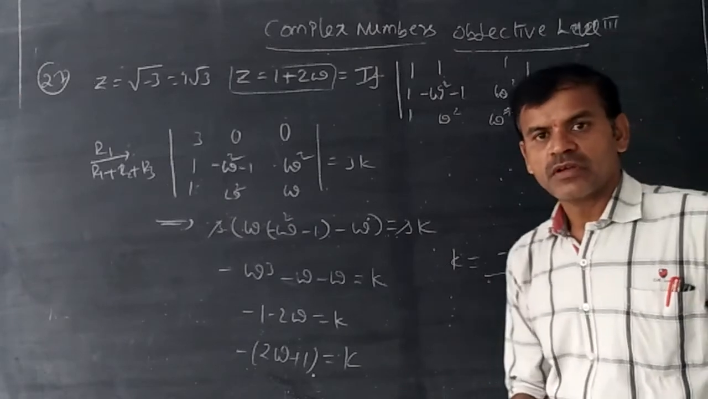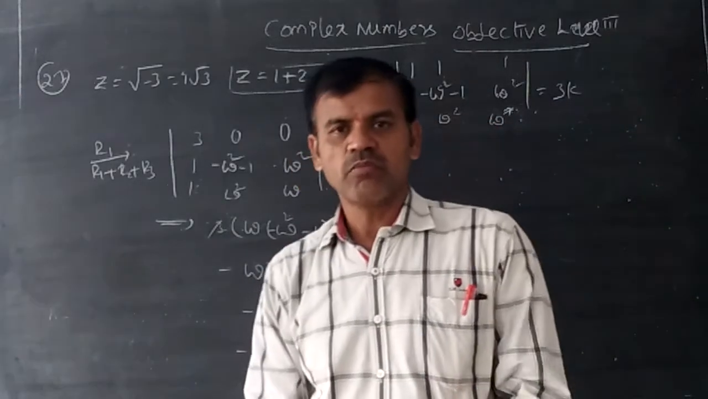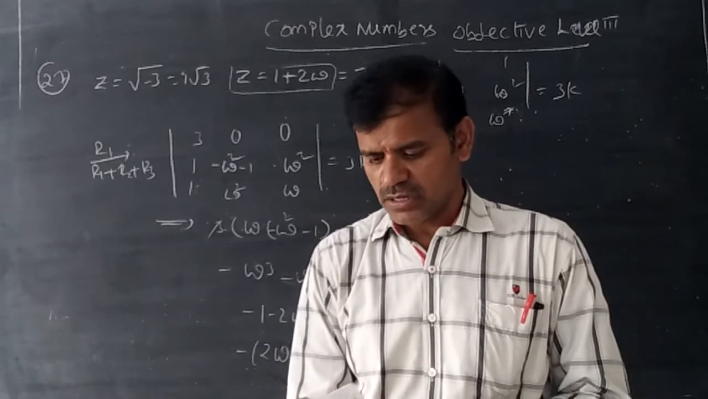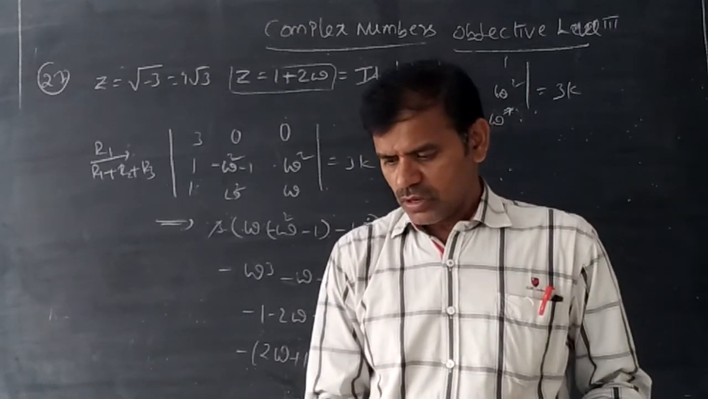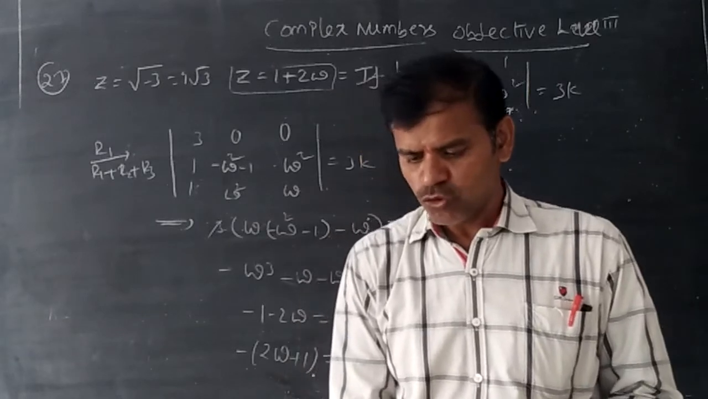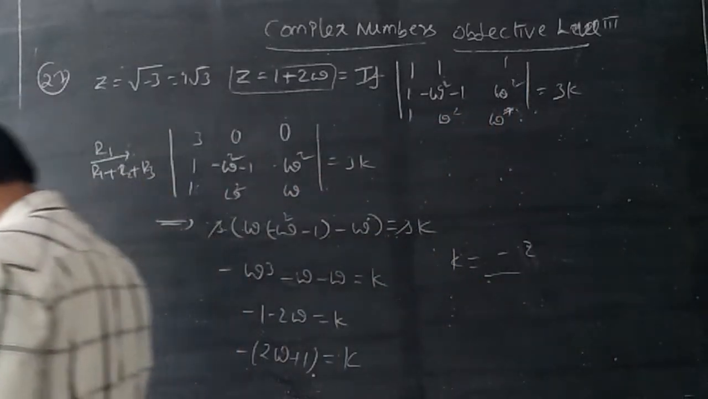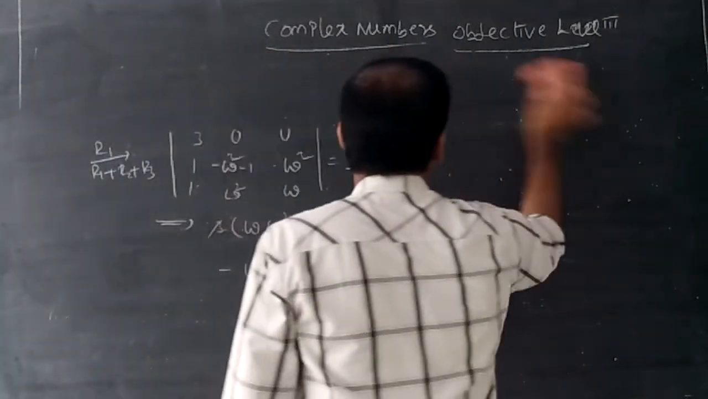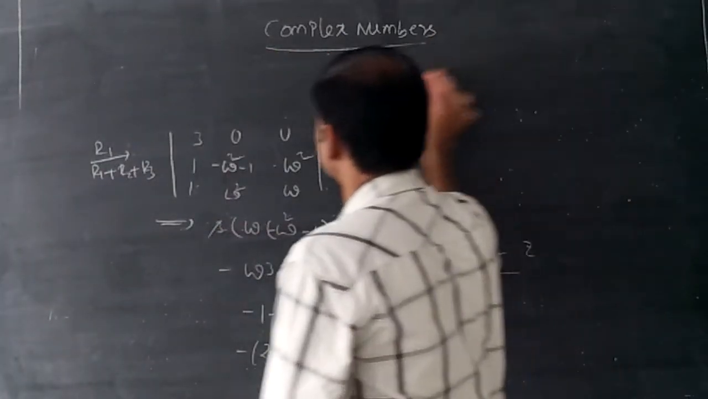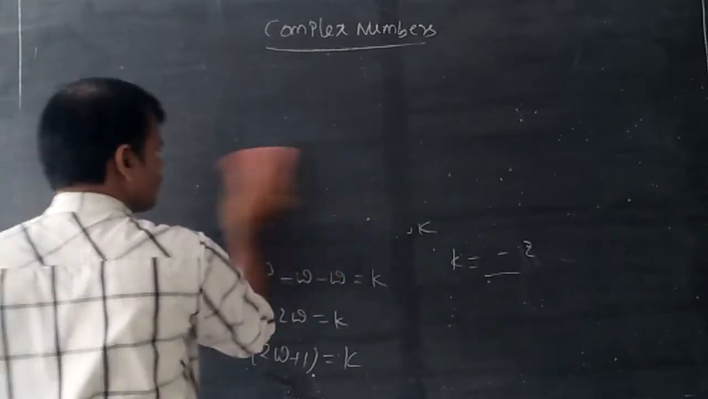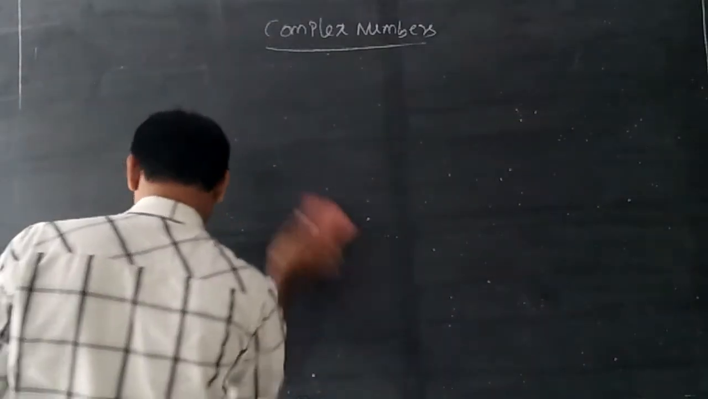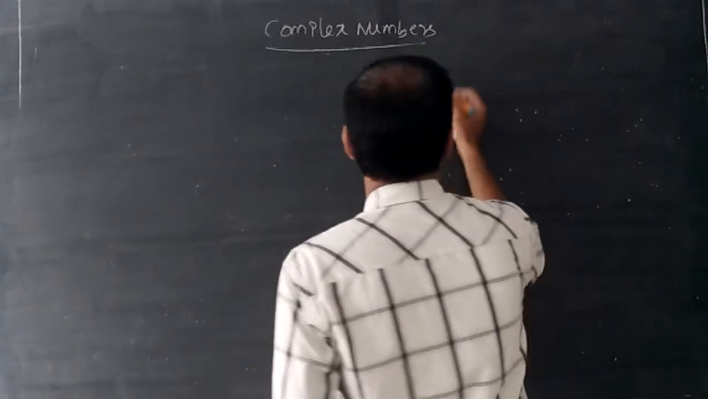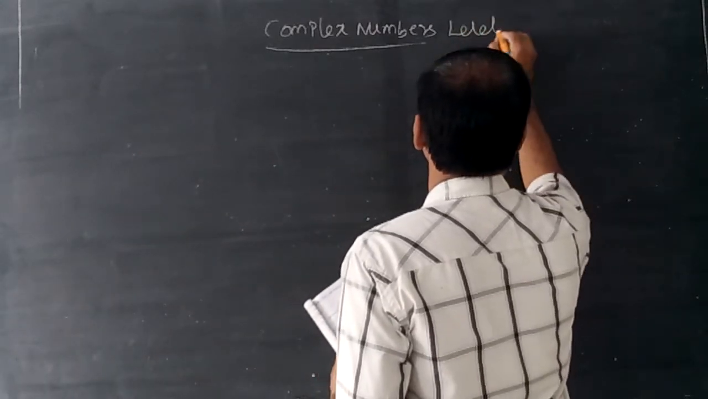27%, fourth option. Okay, students, successfully we have completed complex numbers 11, 3 objective. It is nothing but advanced, not only mains. Now let us discuss module 4 also. Complex numbers level 4.